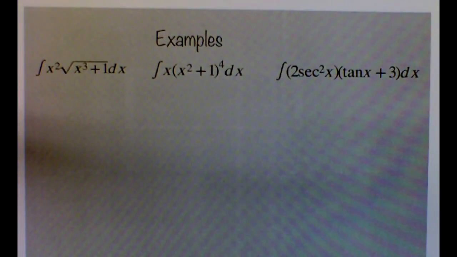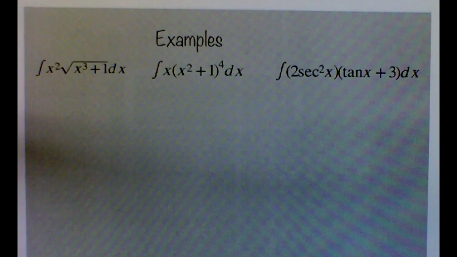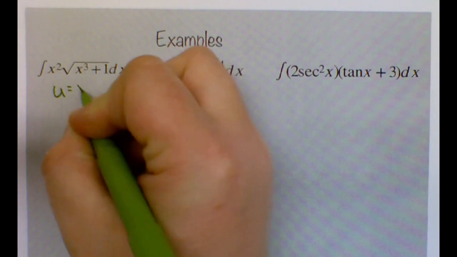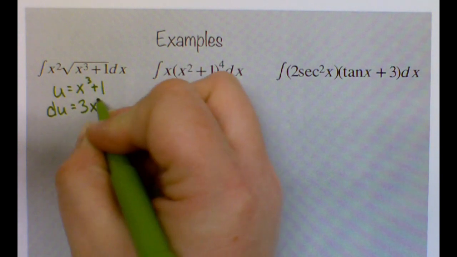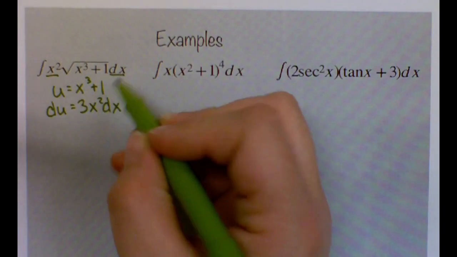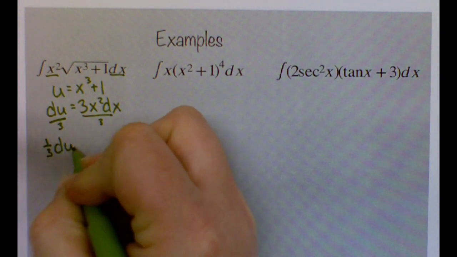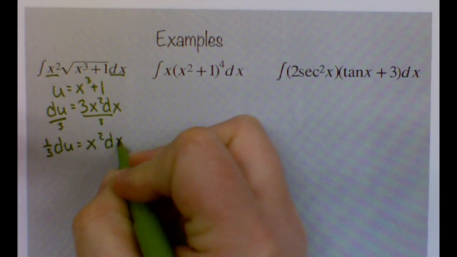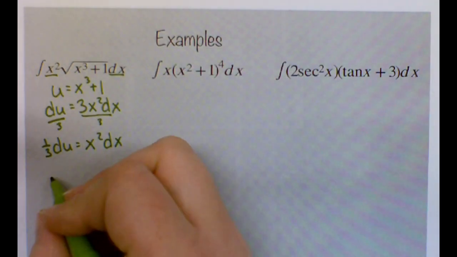All right, now we're getting a little crazier because our actual du is not always in the problem. So we have to get a little creative. This is very similar to one of the last problems. We made u equal to x cubed plus 1, which meant du was 3x squared dx. The problem here is that I just have an x squared dx. I need to get that 3 out of there. So I have 1/3 du equals x squared dx. So to take out the x squared dx, I need to put in a 1/3 du.